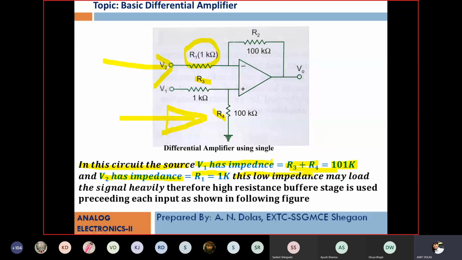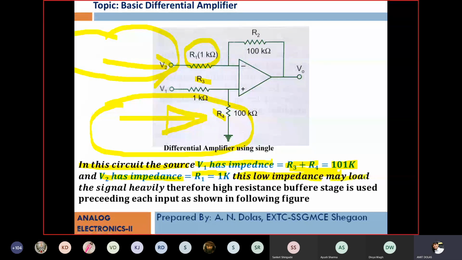This low impedance... high impedance is fine, no problem in the non-inverting terminal section, but this low impedance in the inverting section may load the signal heavily. Therefore, a high resistance buffer stage is required and it is used preceding each input as shown in the figure below. On the next PPT there is a figure showing the instrumentation amplifier with 3 op amps.